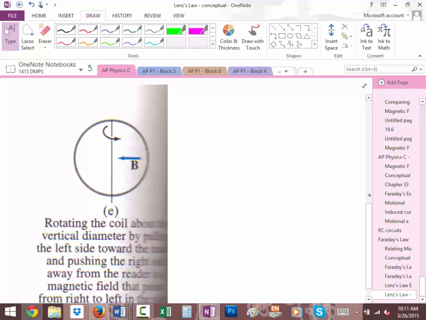What's happening to the flux? It's increasing in which direction? Into the loop. So that means it wants to undo that, right? It wants to go out of the loop, so that's going to be what? Counterclockwise.